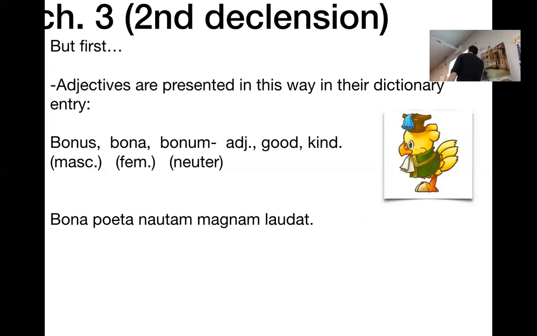Okay, here's an example. Bona poeta nautam magnum laudat. So, who can tell me how many adjectives do we have in the sentence? You can find the adjectives as we are just now learning them. Danny, how many adjectives do you think we have here? Good. What are they? You're not sure? Well, you're right. There's two. What are the two adjectives?